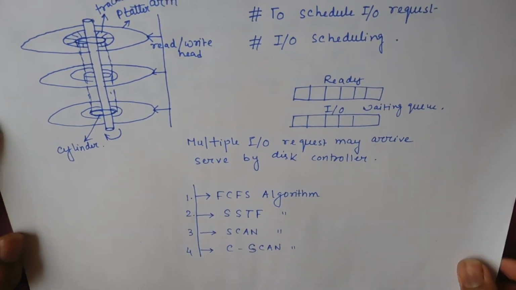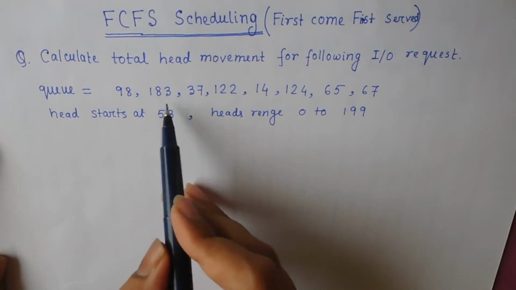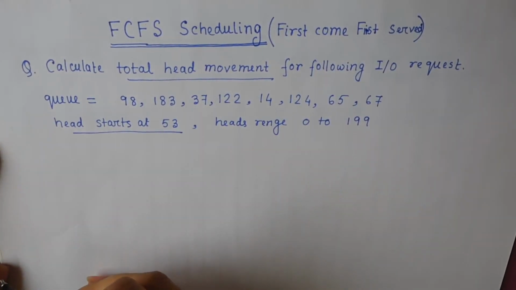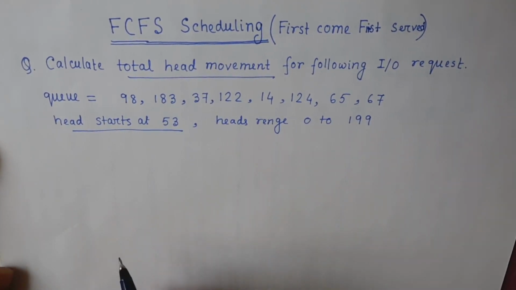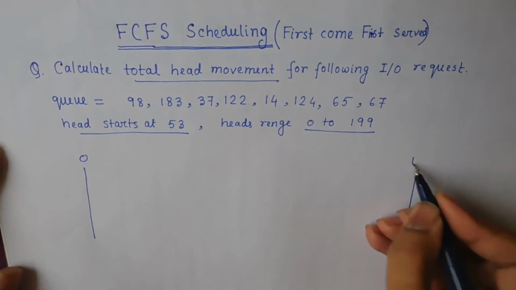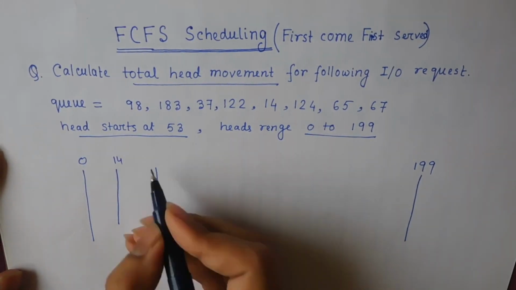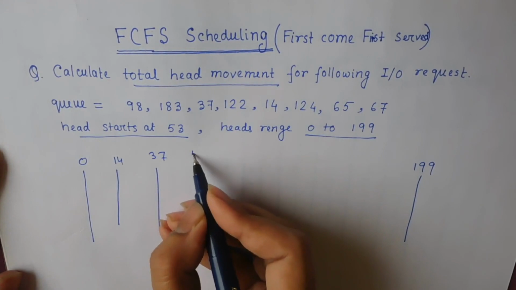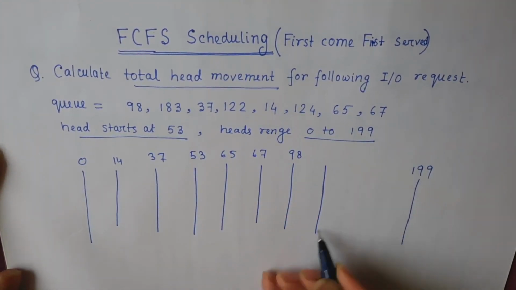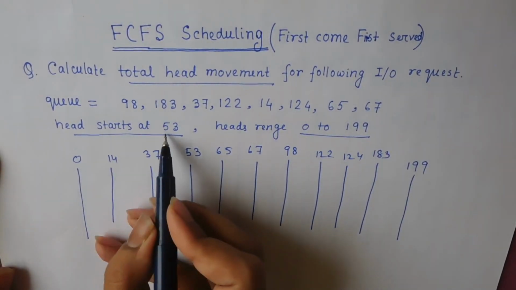Okay, starting with the FCFS algorithm, here we take an example where this is the queue with I/O requests, and we have to calculate the total head movement where the head starts from 53. First we have to draw the range, that is 0 to 199. So suppose this is 0 and this is 199, and then the I/O requests in ascending order: 14, 37, the head at 53, then 65, 67, 98, 122, 124 and 183. We have to start from 53.